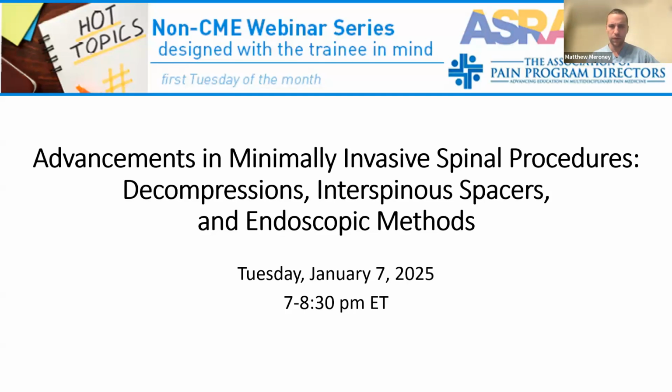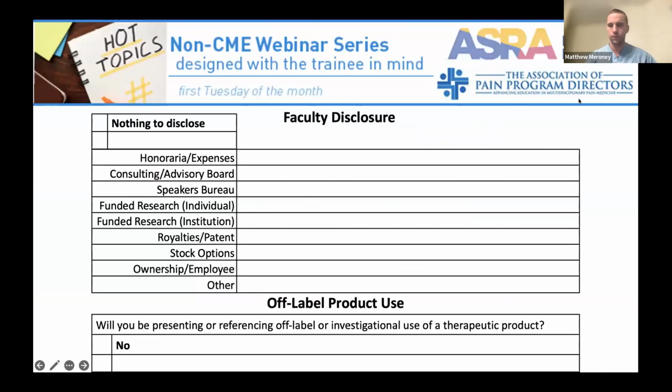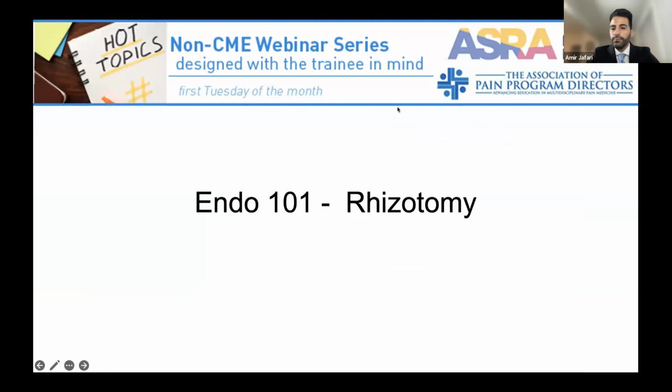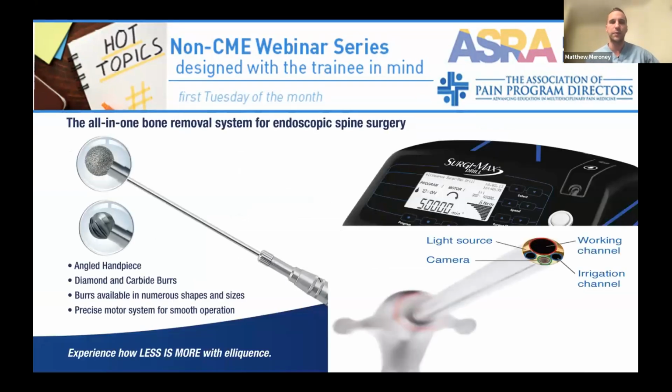All right, so I'll go ahead and get started with what I kind of call Endoscopic 101. Let me share my screen. And I have nothing to disclose. So I call this Endo 101, specifically rhizotomy. So rhizotomy obviously is a term equivalent to ablation, but beyond the percutaneous approach, there is an endoscopic approach.